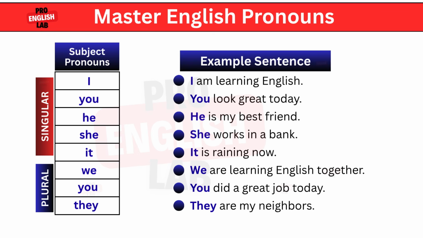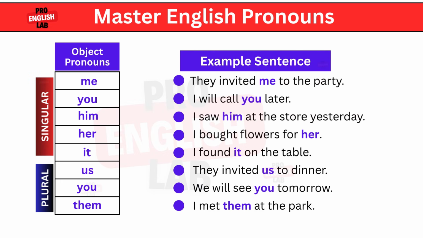Now, let's move on to object pronouns. Object pronouns receive the action. They usually come after the verb. The object pronouns are me, you, him, her, it, us, you, them. Let's look at some examples.